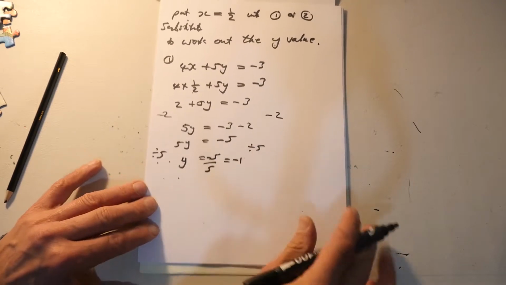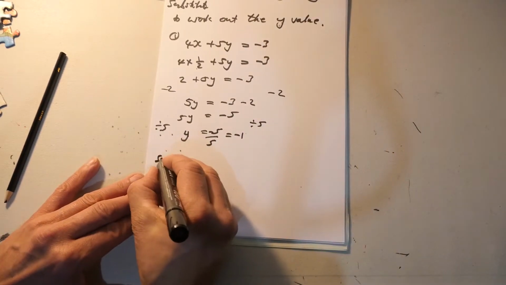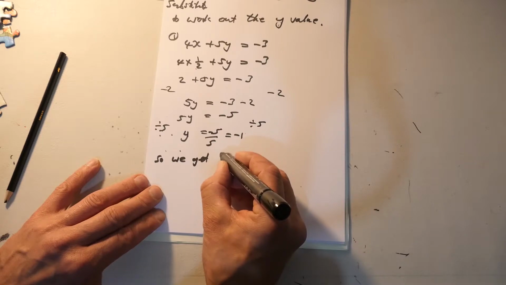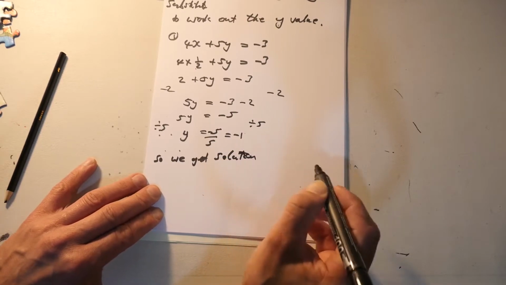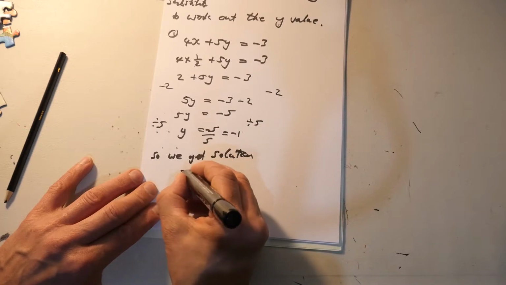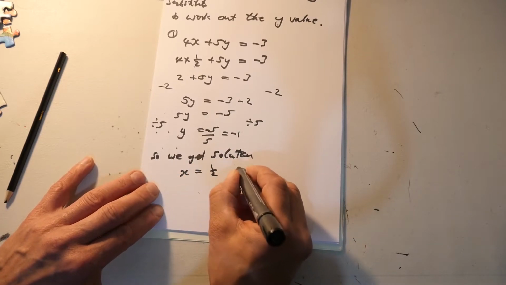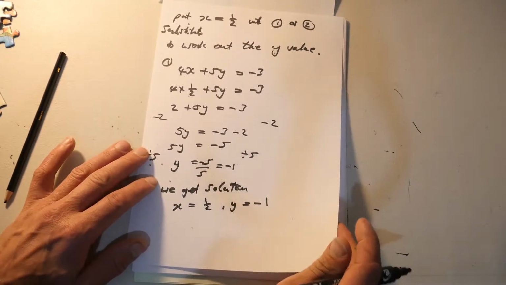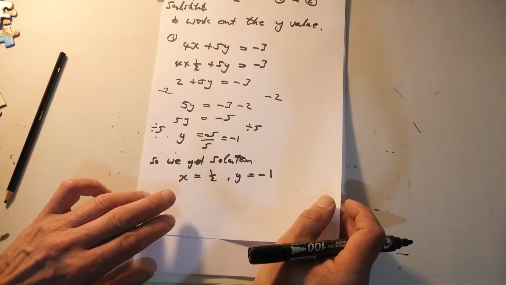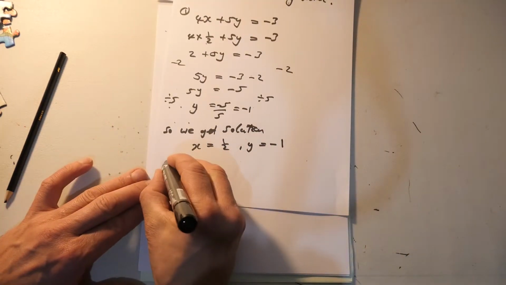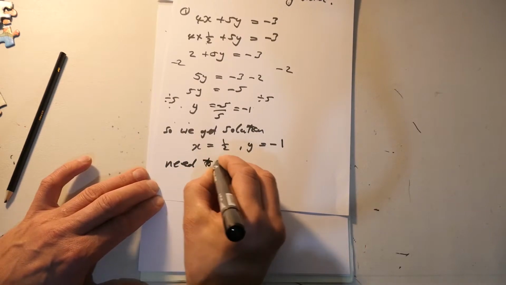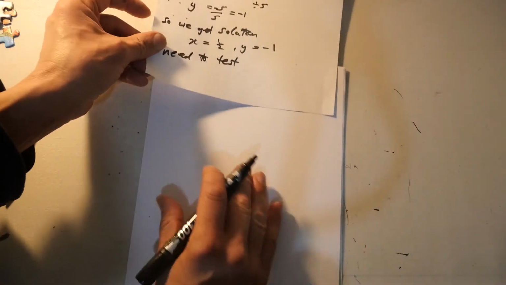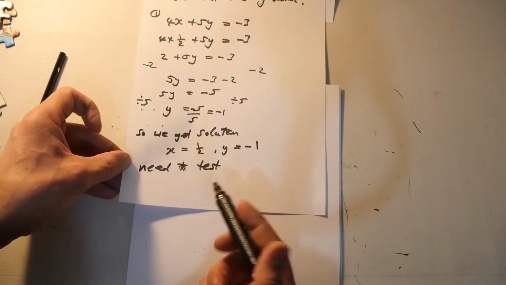Okay, so we get the answers: x equals a half and y equals minus 1. Okay, but we can't stop there. A lot of the teens I meet stop there. You have to test, okay? We need to test this. If you're in an exam and you get the answer, you must test. That will tell you if it's correct.